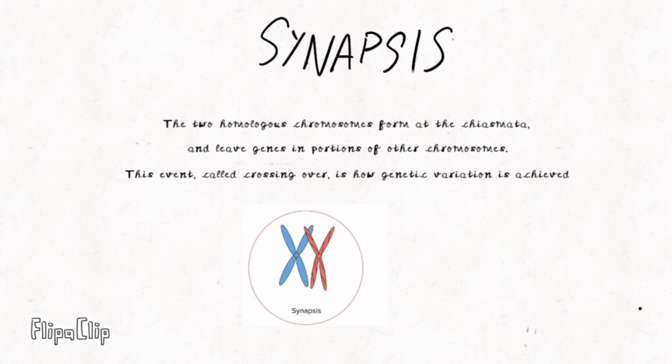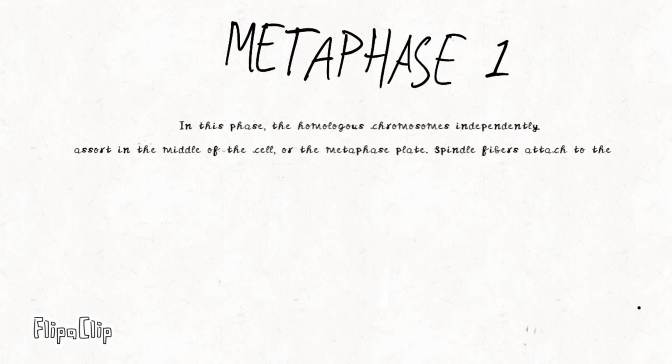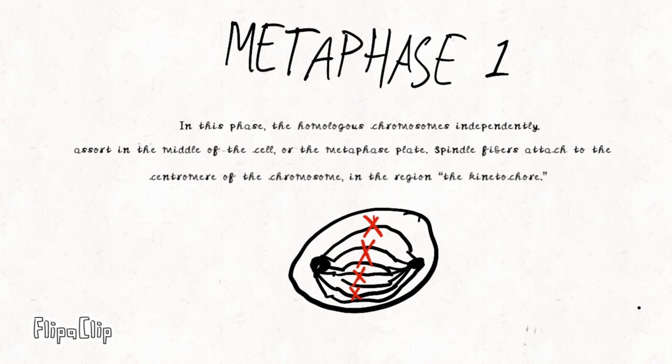Also, in prophase 1, centrosomes are copied and migrated to opposite poles. The spindle apparatus forms for metaphase here, and the nuclear envelope breaks down. Following prophase 1 is metaphase 1. In this phase, the tetrads assort in pairs down the equator of the cell, or the metaphase plate.